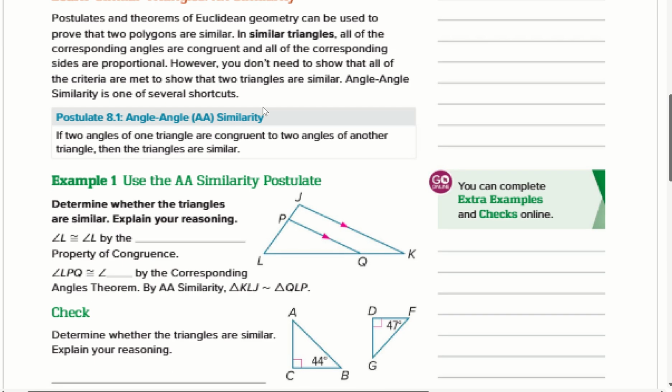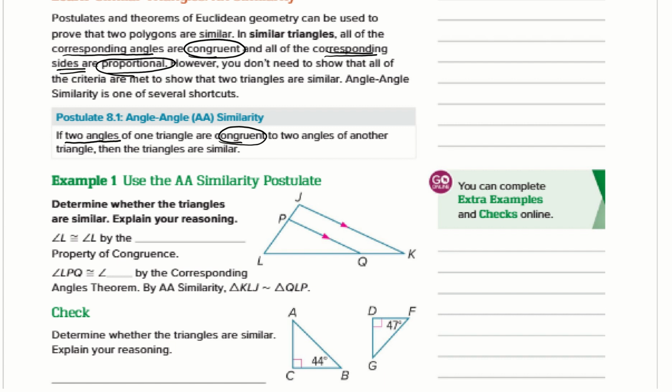So remember that in similar triangles, all the corresponding angles are congruent, and all the corresponding sides are proportional. But we don't always have to show that all the sides are proportional and all the angles are congruent. We can get away with shortcuts. One of the shortcuts is the AA similarity postulate: if two angles of one triangle are congruent to two angles of another triangle, then the triangles must be similar.